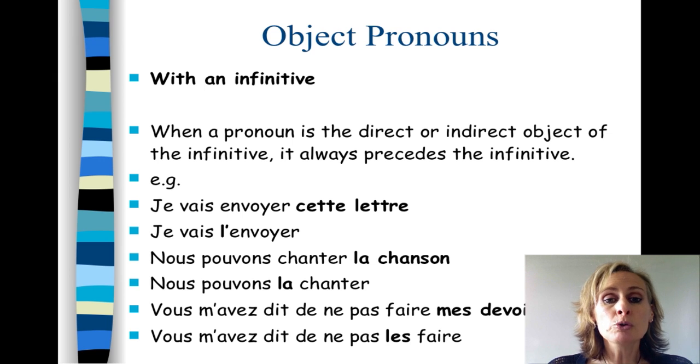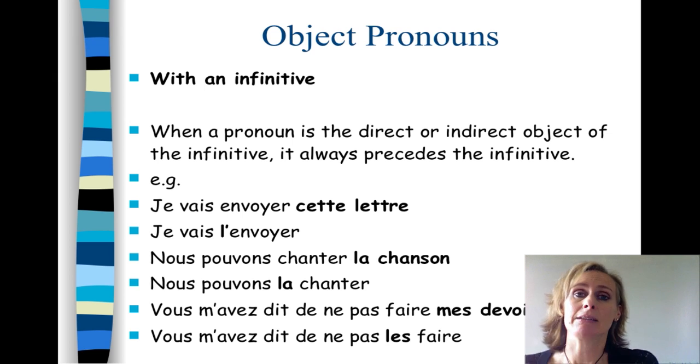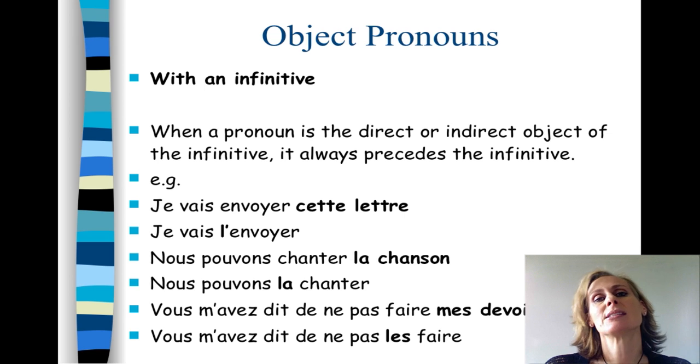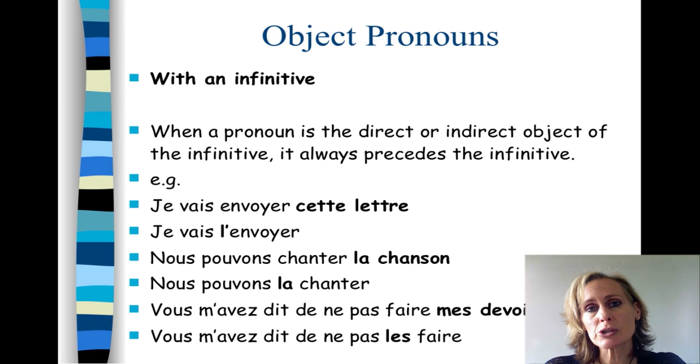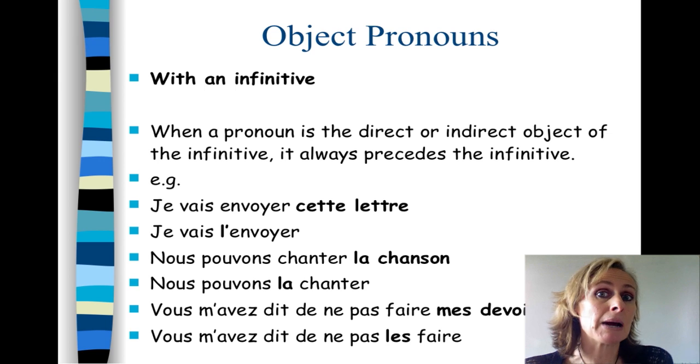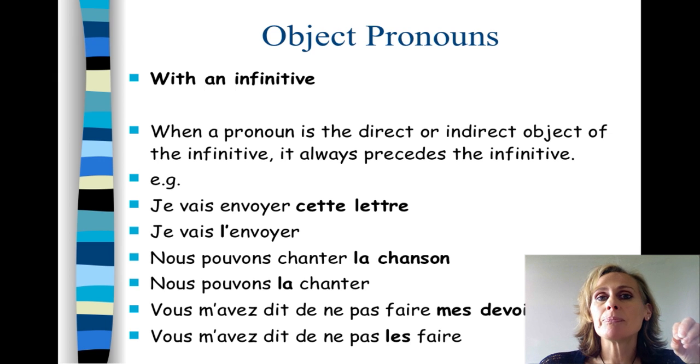In the same way, nous pouvons chanter la chanson. We can sing the song. What verb is the song attached to? Can? We can the song? No, that's not right. Singing. The verb to sing is the relevant verb. So la chanson, we're going to replace it by la, it. It must come before chanter, before the relevant verb. Nous pouvons la chanter.